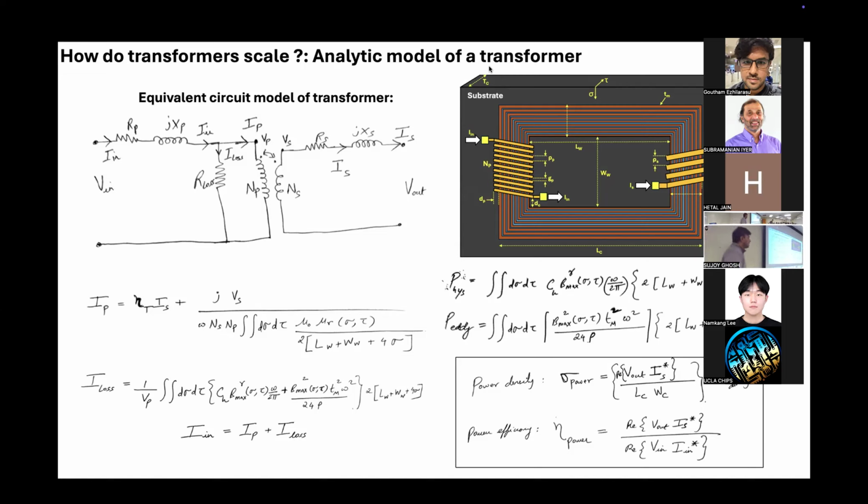And not only that, IE is the primary current drawn by the primary coil, but there's also a loss component of the current, and the loss component is really going to depend on the hysteresis part as well as the eddy current part, okay? And so what we did is we took the total input current to be the sum of the current drawn by the primary as well as the loss component of the current.